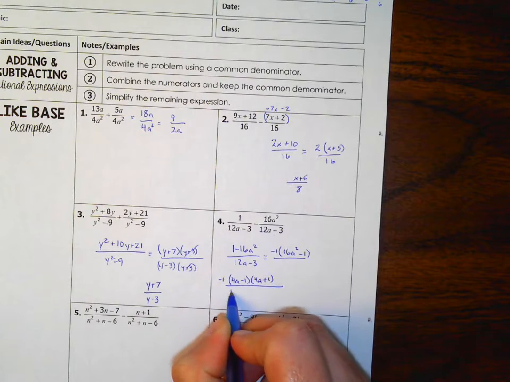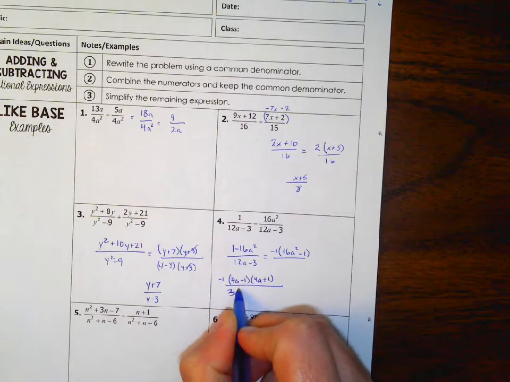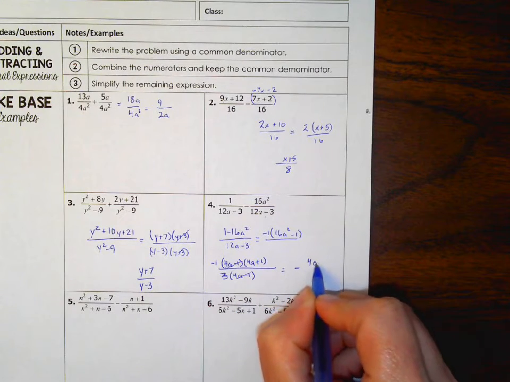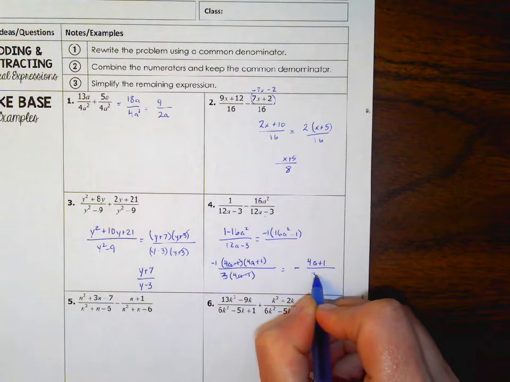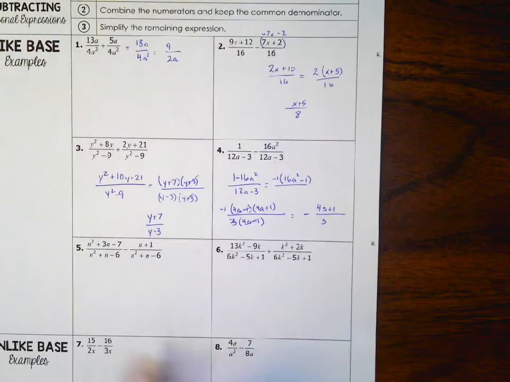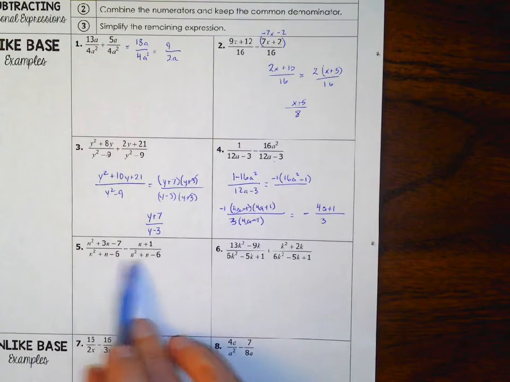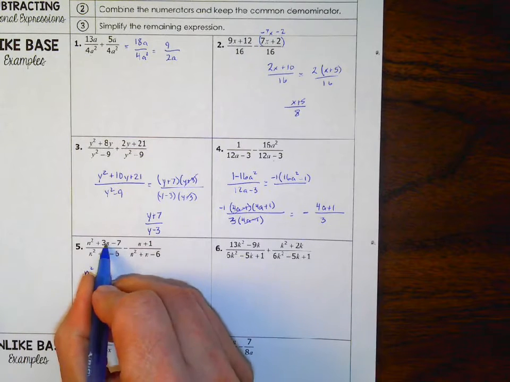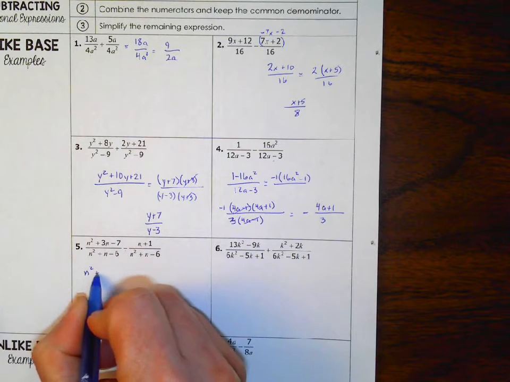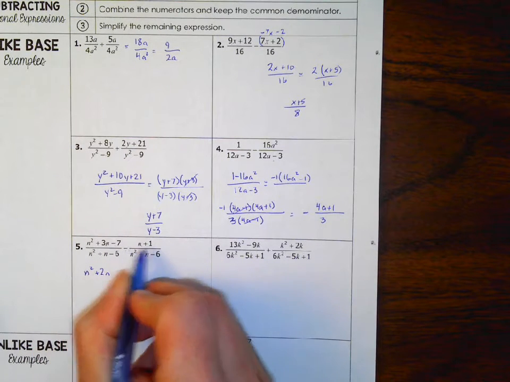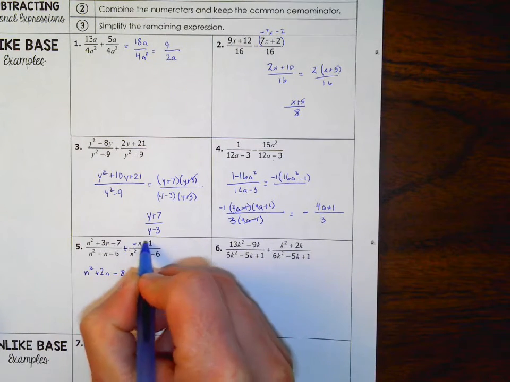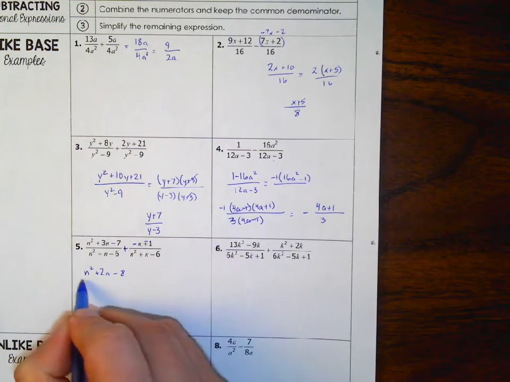Here I can take out a 3. I'm left with 4a minus 1. So now those will cancel. So I'm left with a negative 4a plus 1 over 3. Okay, here we're like denominators, we're subtracting. So we have n squared, 3n minus an n would be 2n, and that minus that would be negative 8. Some people like to make it a plus sign and do this. Okay, that's helpful sometimes.